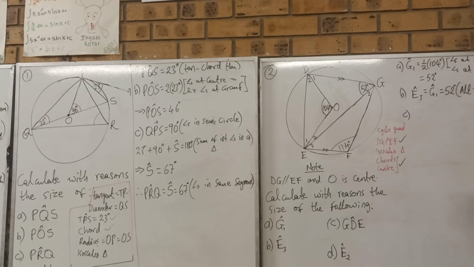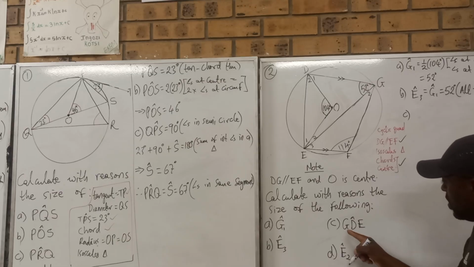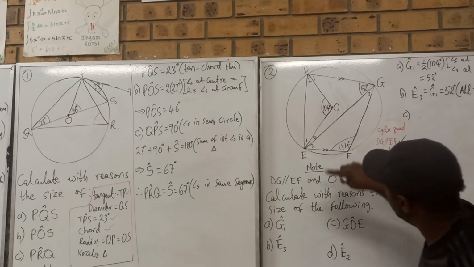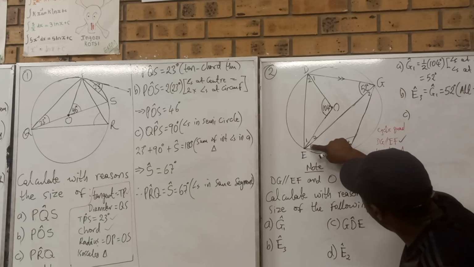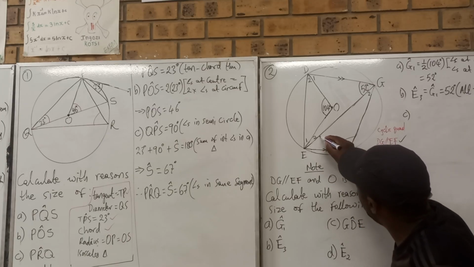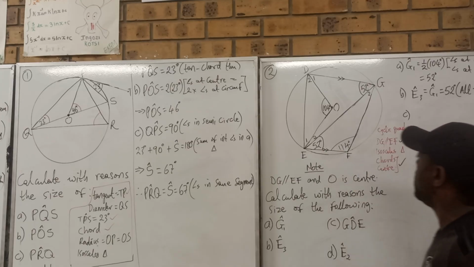So whatever I'm calculating next should be around cyclic quad or isosceles triangle. We go to the next calculation, which says we need angle GDE. Before we go there, to make life easy, I'll also replace E3 by 52, since this might help when I'm doing the next calculation. So I'm now putting my 52 there in my diagram.